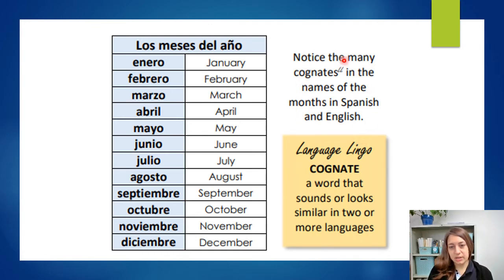Again, this is just reminding you that there are so many cognates in this, so it should be very simple to memorize. And I want you to go ahead and write the definition of a cognate in your notebook. You're going to see throughout the year this language lingo, which gives you a definition of a term that a lot of language teachers, no matter what language is taught, use, that explains the words that sound or look similar in 2 or more languages. So you'll hear it a lot this year, and you need to make sure you write it down and know what it means.